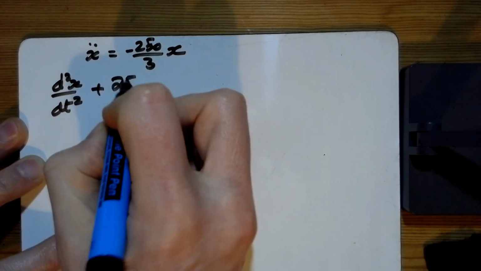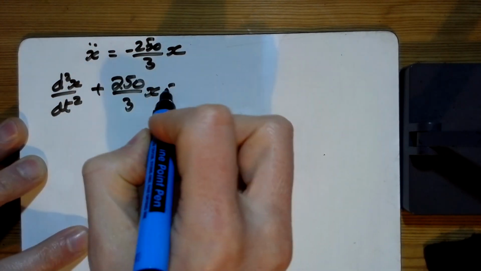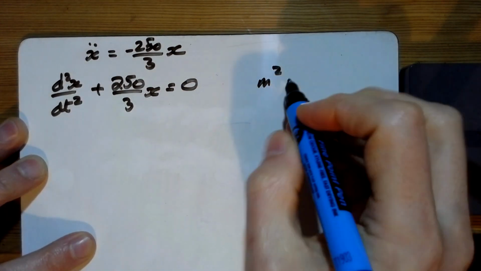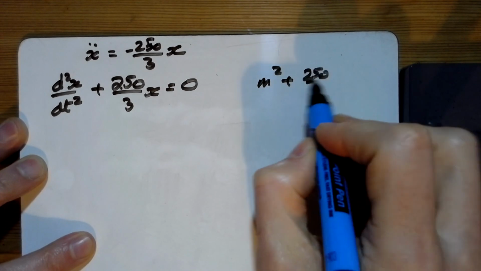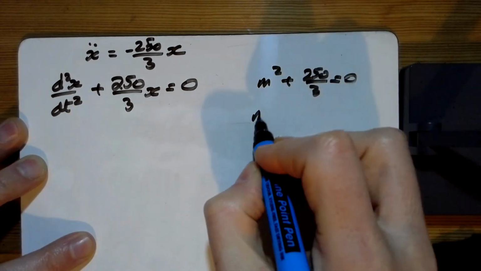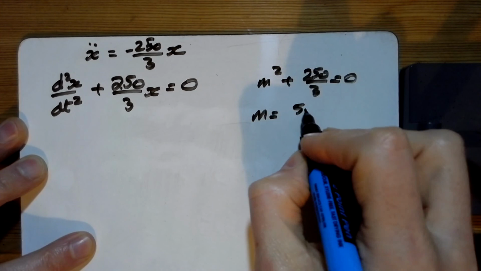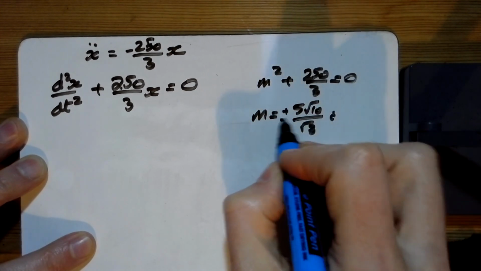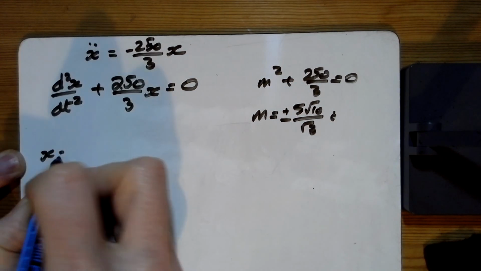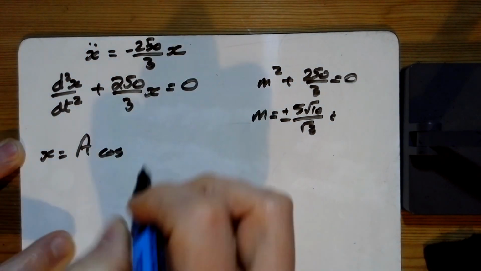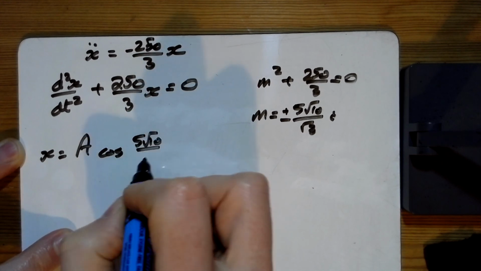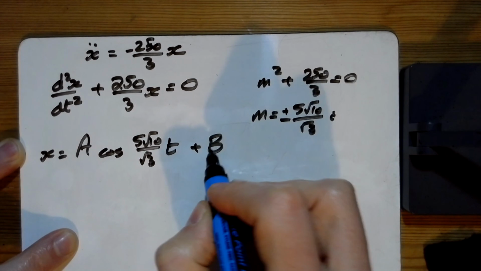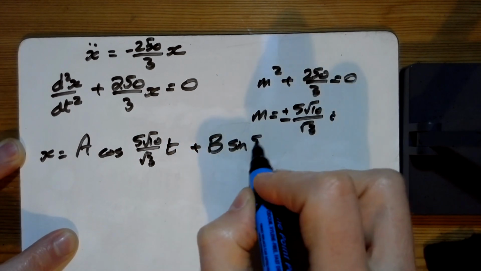And no real difference with the last one either. A bit more text and we've got to turn over the page, but we've still got the auxiliary equation of 250 over 3, and so m is, what's that? That's 5 root 10 over root 3 i, and so the general solution is a cos 5 root 10 over root 3 t plus b sine the same thing.